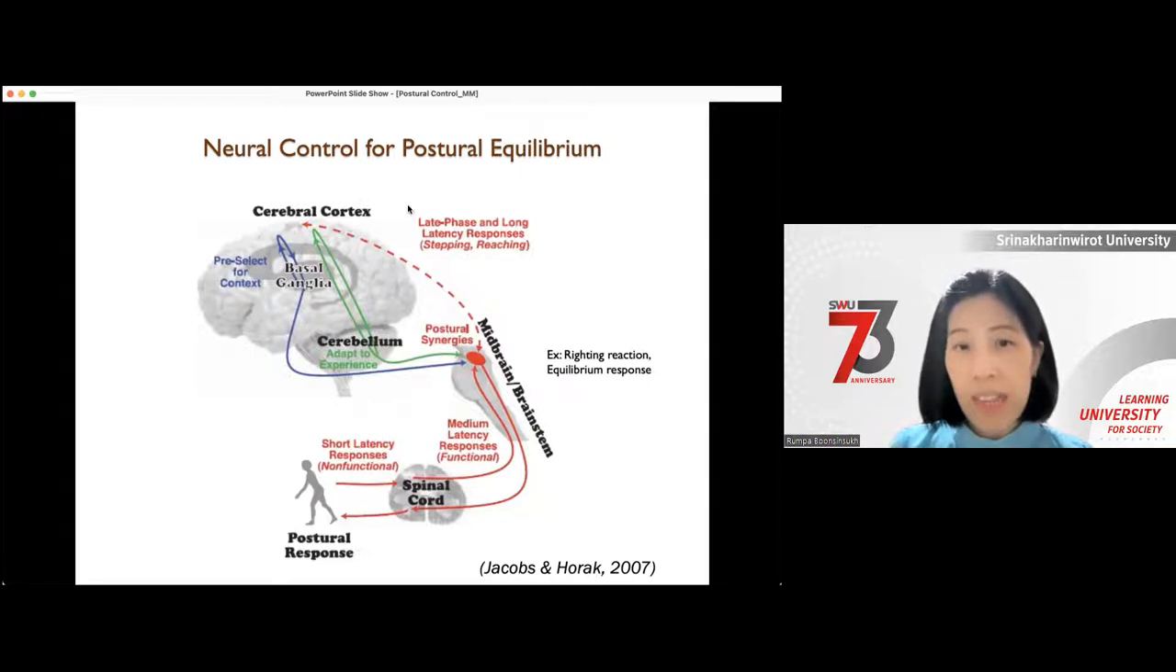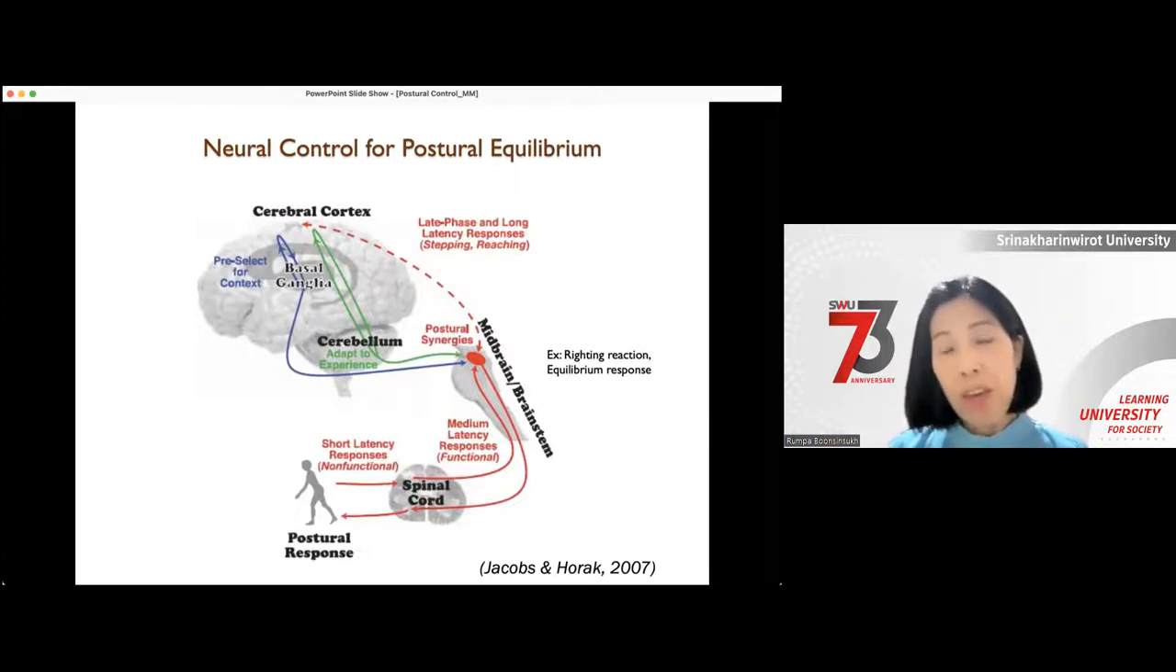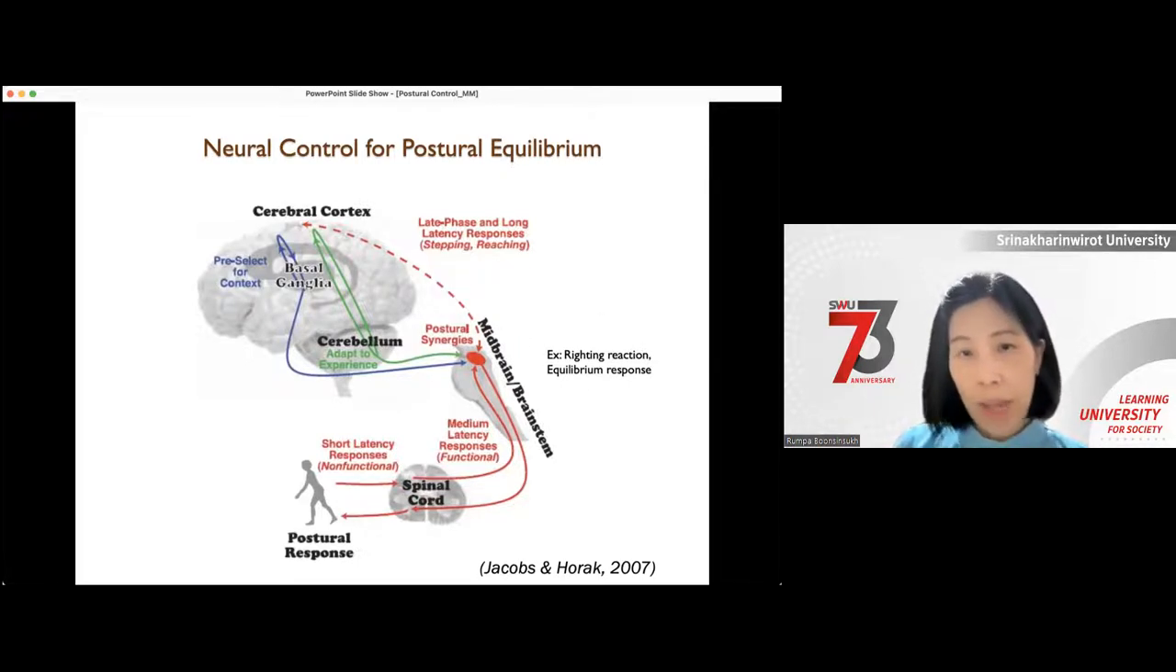But recently, what we know is that controlling balance, or postural equilibrium, also requires the participation of the cerebral cortex to make sure that the response triggered by the brainstem can be sustained over a longer period of time.